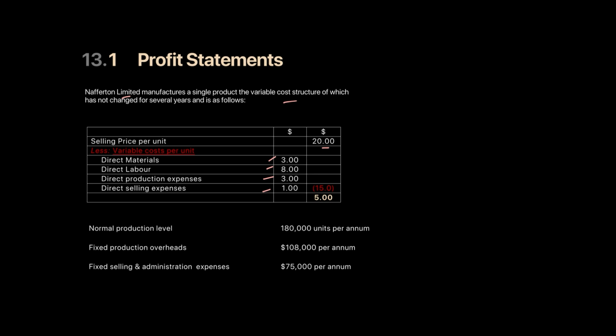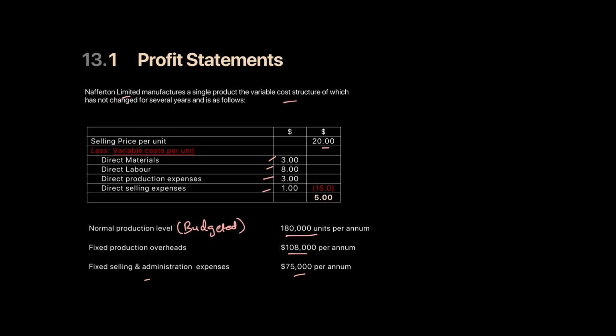Alright, so the normal production level, normal meaning the budgeted production level, is 180,000 units. They expect to make this much. Fixed production overhead or fixed manufacturing cost is 108,000 and fixed selling and admin cost is 75,000.